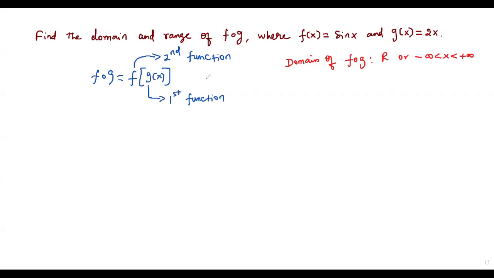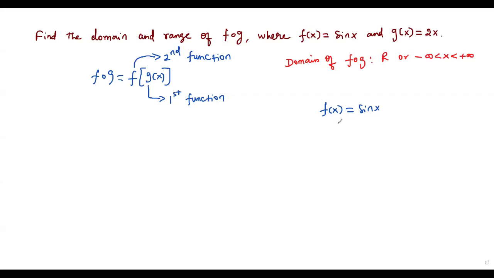Okay, now let's see how to find the range of the given composite function. First, let's understand what the range of a function is. For that, let me consider one of the two given functions, f of x equals sin x. Already we have seen the domain is the set of values of x for which the given function is defined. So the range is the values we can have for the given function. That's called the range of the function.